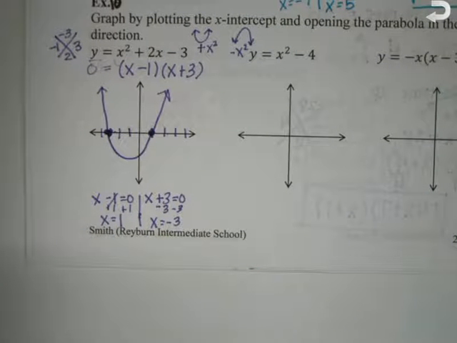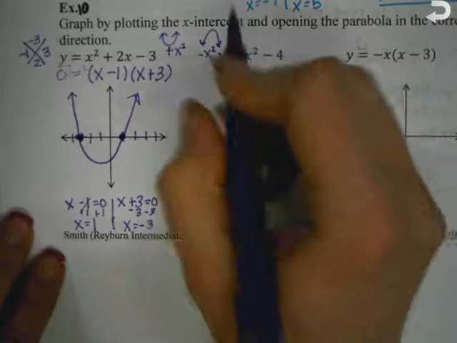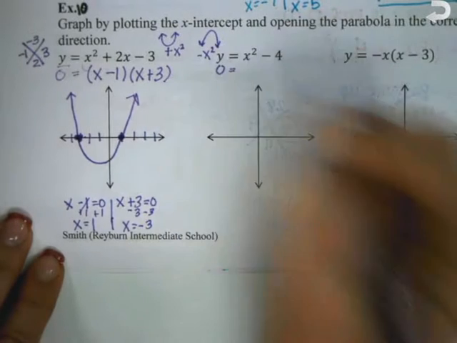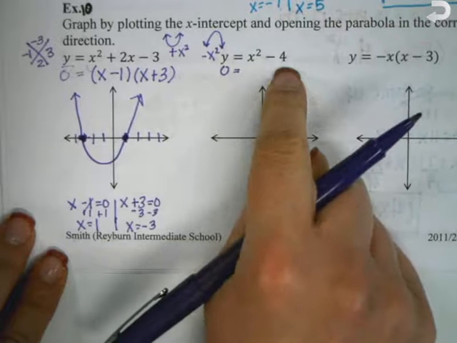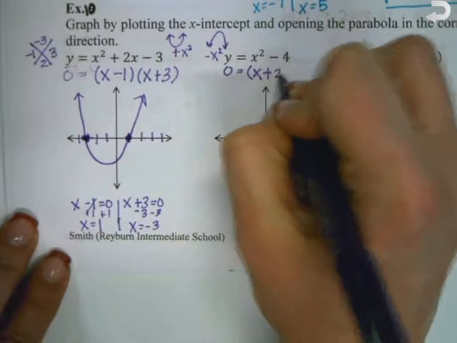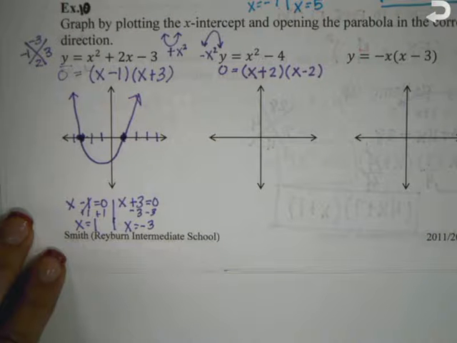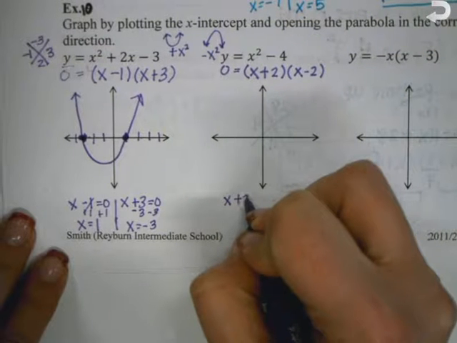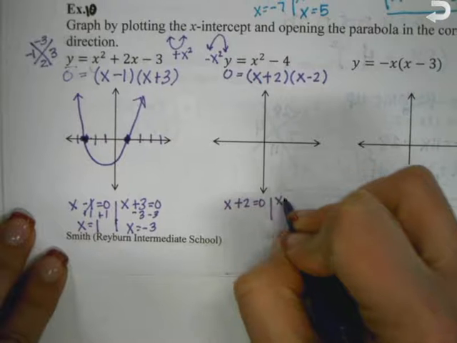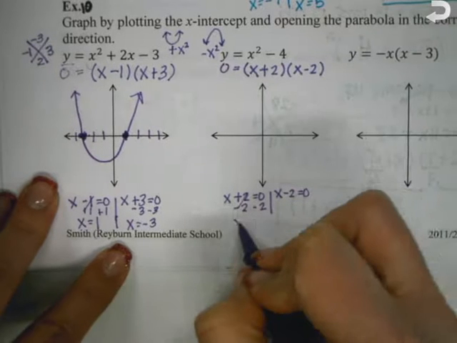Okay? So let's do the same thing for the second one. I'm first going to set it equal to 0. And how does this equation factor? That's a difference of 2 squares. Good. So it's going to be x plus 2, x minus 2. So what do I do next? Set them equal to 0. So x plus 2 equals 0. X minus 2 equals 0. Subtract 2 from both sides, and we get x equals -2. Add 2 to both sides. X equals +2.